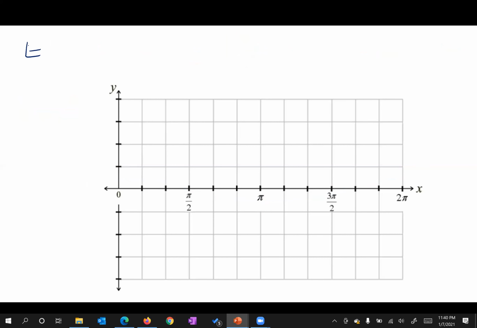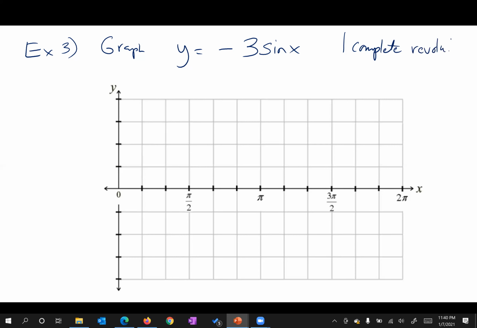And I'm kind of just bouncing between sine and cosine curve. That's what I'm doing here. So can you graph for me y is equal to -3 sine of x. So one complete revolution.